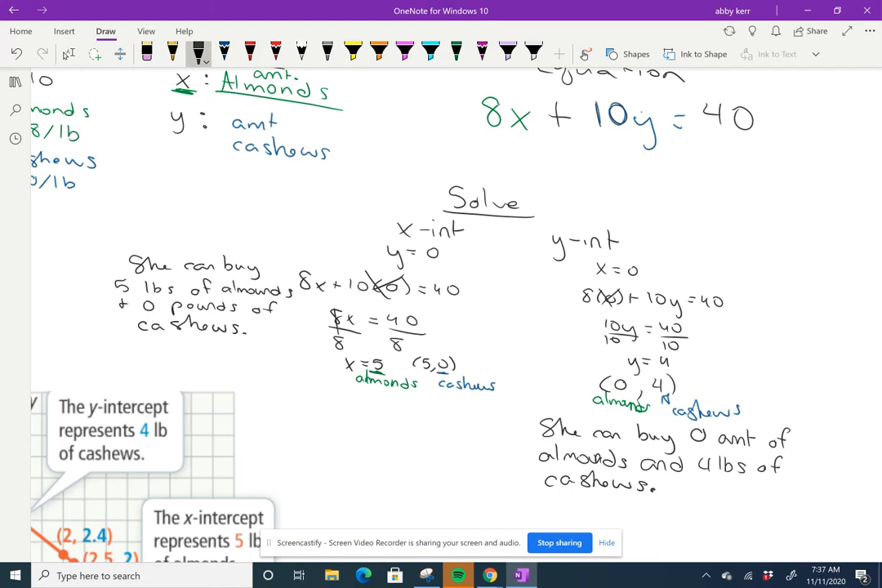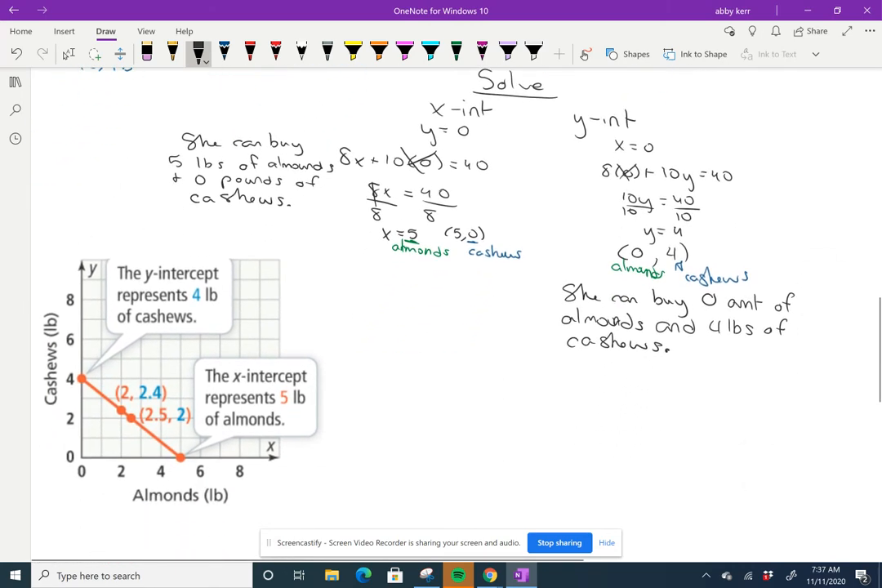Now this just gives you the limit, okay? Or the furthest amount of combination. So I want you to look over on our graph here. So 5, 0, right there is our x-intercept. And then 0, 4 is our y-intercept.